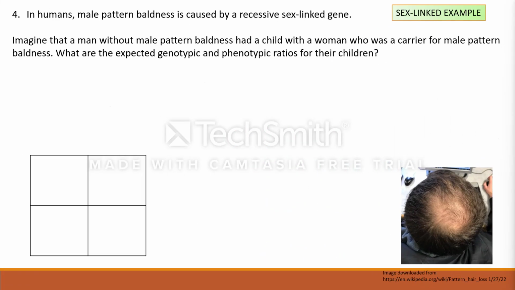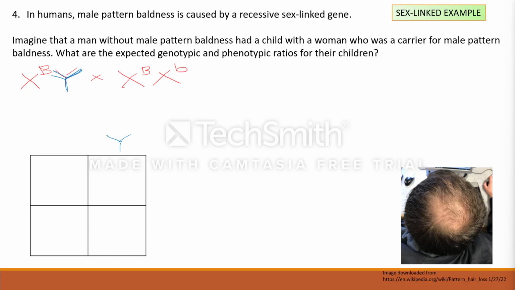Now that we have our notation decided, we can solve our problem. So imagine that a man without male pattern baldness. He's a man, so he's going to be XY. He does not have the baldness, so he's going to have a big B. He is X big B Y, and he is having children with a woman who is a carrier. She has 2 X chromosomes. One's going to have the big B and one will have the little b.